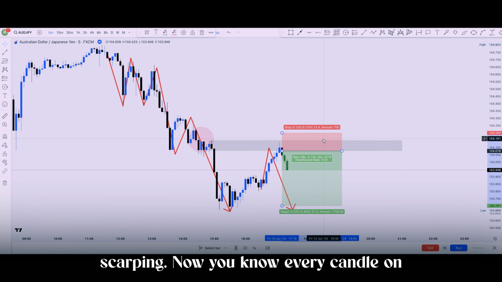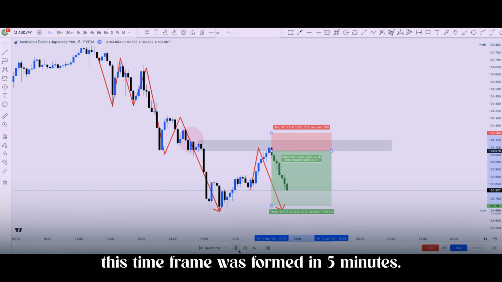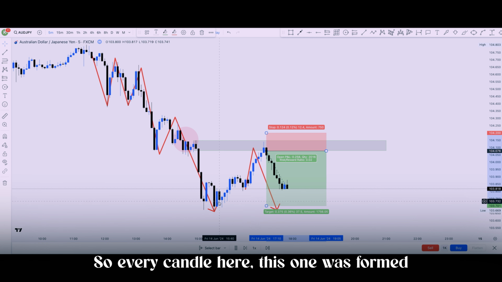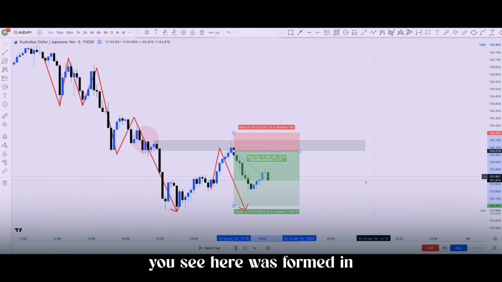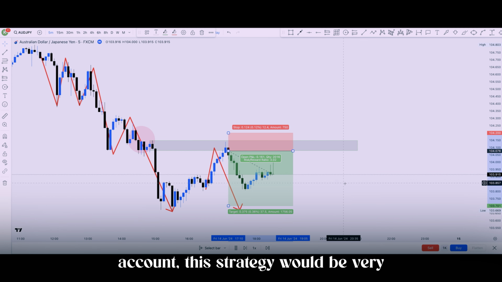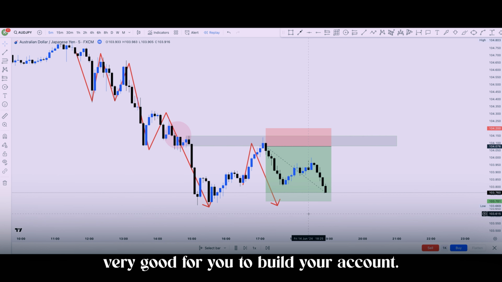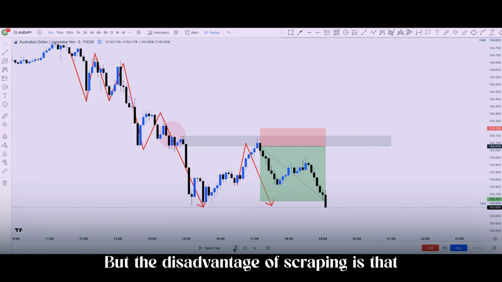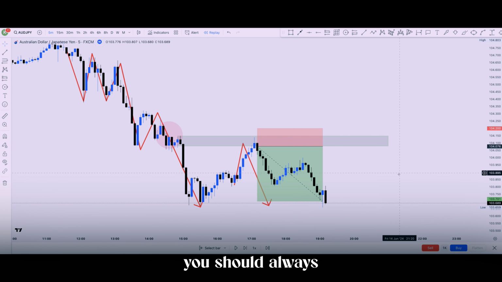This is just scalping. Every candle on this time frame was formed in 5 minutes. So every candle you see here was formed in 5 minutes. If you have a smaller account, this strategy would be very, very good for you to build your account. But the disadvantage of scalping is that you need to get your eyes on the market. You should always pay attention to the market.